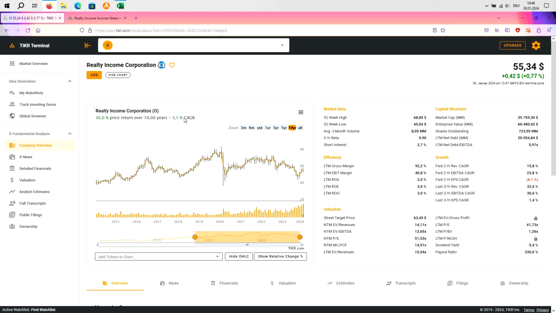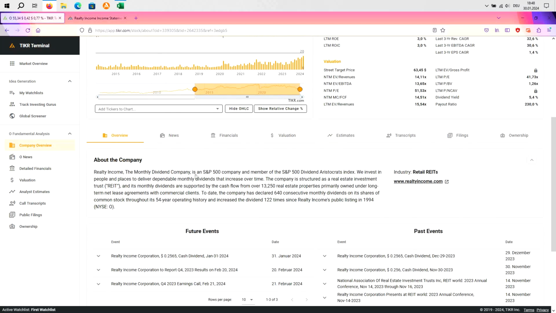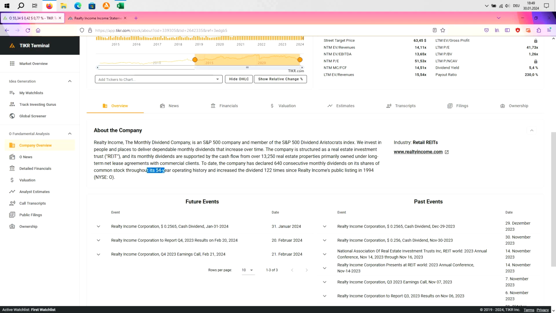But they have 3% CAGR, which means that if you would buy this stock each month, all together, you would have 3% growth, which is not perfect, but fine. Additionally, they have monthly dividend with quite high dividend yield of 5%. And for a United States stock, they are quite cheap, trading at $55.34. And additionally, they are quite an old company. They are on the market for 54 years, which is perfect.